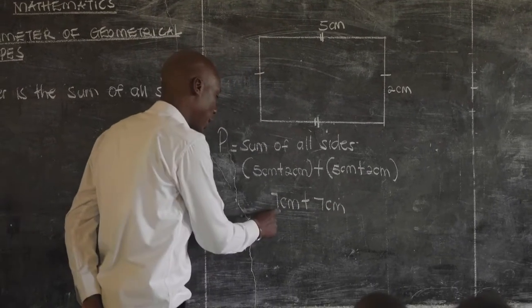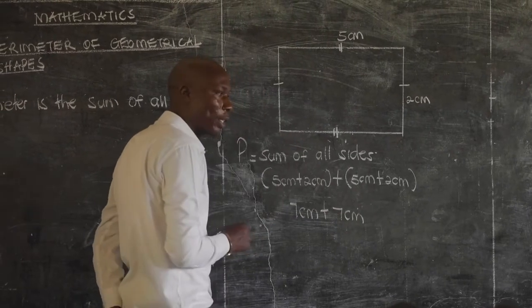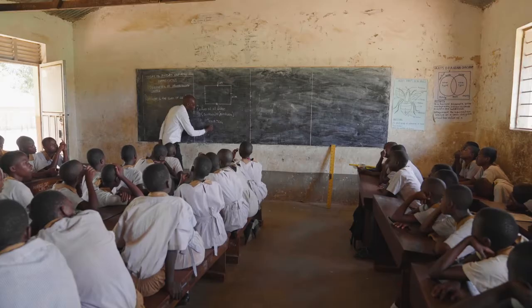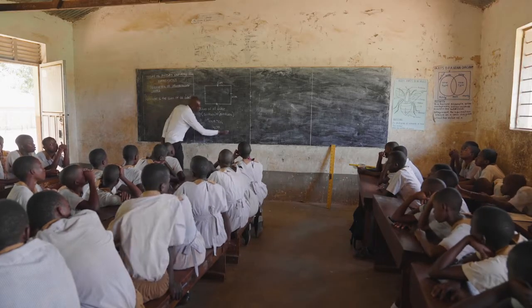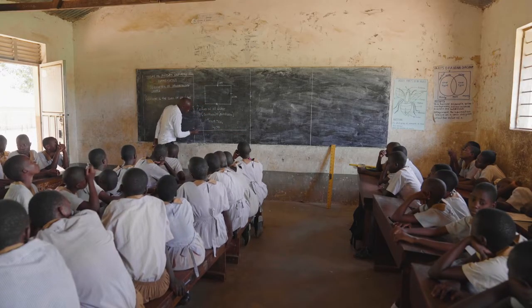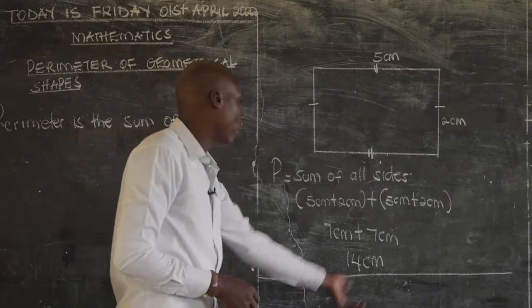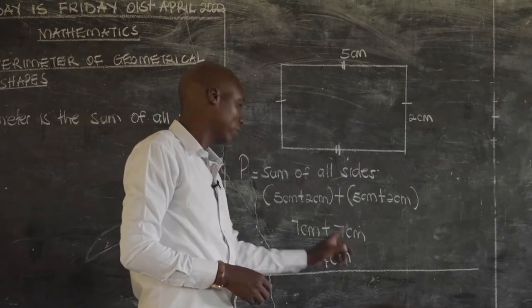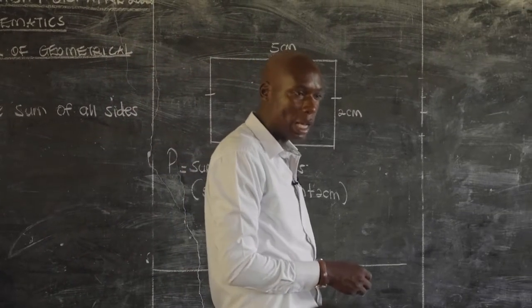So we have 7 centimeters plus 7 centimeters. And what is our answer? 14 centimeters. Then you will get your ruler and underline on the answer. Is that okay? Yes. What is our perimeter? 14 centimeters.